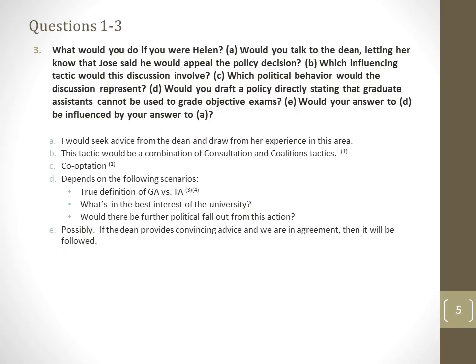provides, and that could be if it's convincing, if it's in agreement with what the department chair is in line with and purposes to have instated in her department, then of course that would weigh in and influence the final decision. And of course, contrary to that, if Helen is not in agreement with the information that's presented by the dean, then she can make her own decision and move forward with that.